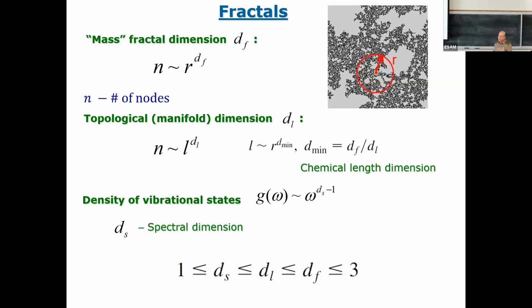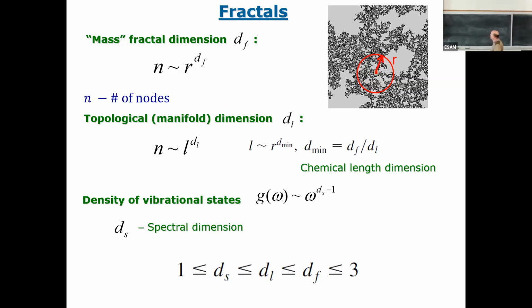Its manifold dimension, or topological dimension, is always 1, but the way it folds will determine its fractal dimension. So if it is a Gaussian chain, its fractal dimension will be 2. If it's a self-avoiding chain, its fractal dimension will be 5/3, the Flory value.